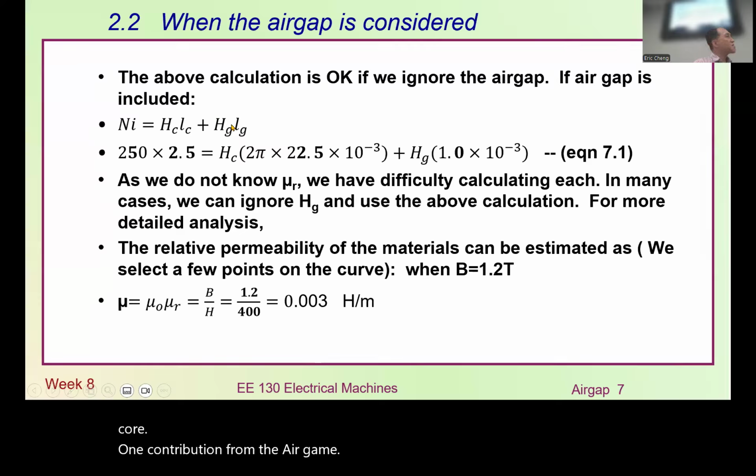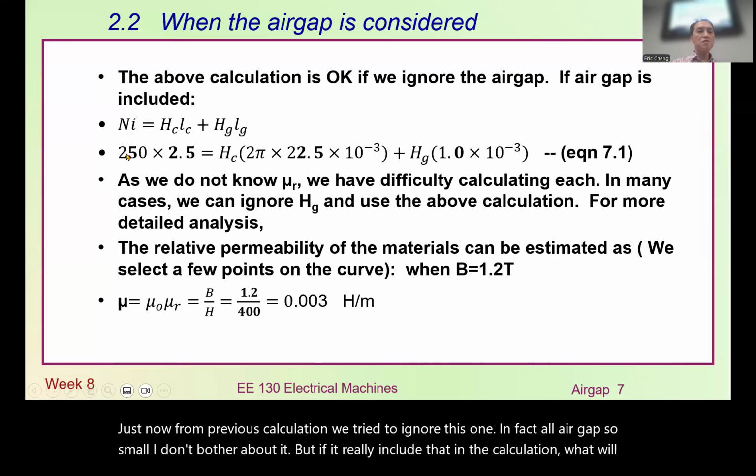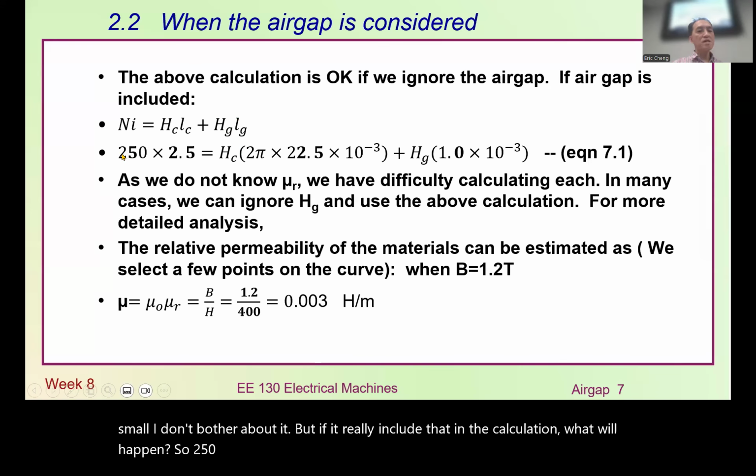Just now, from the previous calculation, we tried to ignore this one. You think, oh, the air gap is so small, I don't bother about it. But if we really include that in the calculation, what will happen? So 250 times 2.5 is the input MMF, and then we don't know the H field, how much.